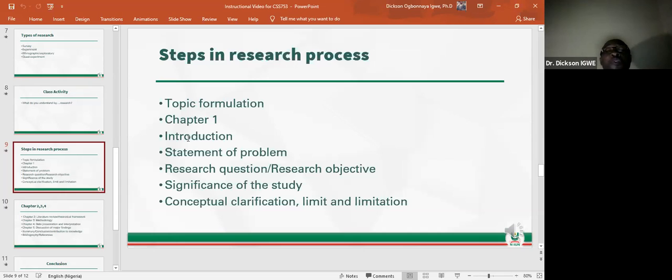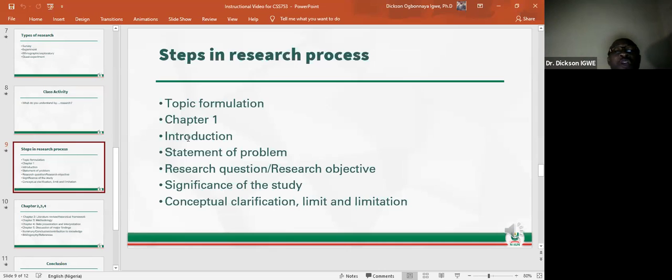In the statement of problem, you are dealing with the ideal situation versus the reality on ground. Based on the introduction above, these are the ideal situation of this issue. But unfortunately, the reality on ground is this and that. Hence, the reason for this, the focus of this research is to examine that which is your topic. That is, you have created a gap. So research question evolves from the research gap so created.